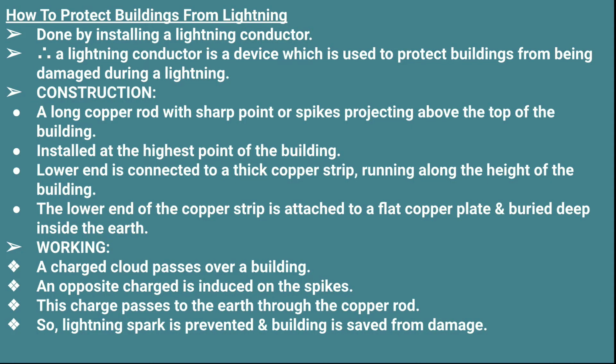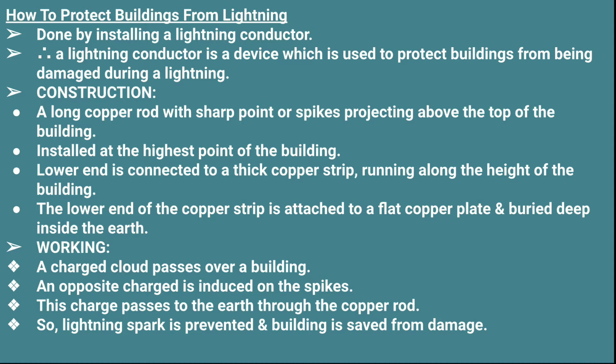Now, how can we protect buildings from lightning? It is done by installing a lightning conductor in a building. What is a lightning conductor? A lightning conductor is a device which is used to protect buildings from the damage caused during lightning.